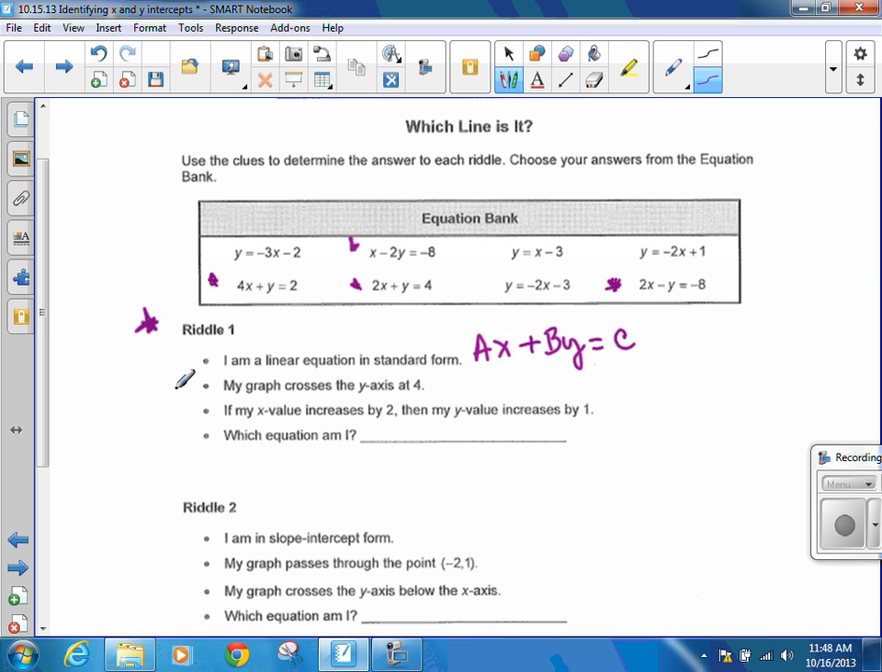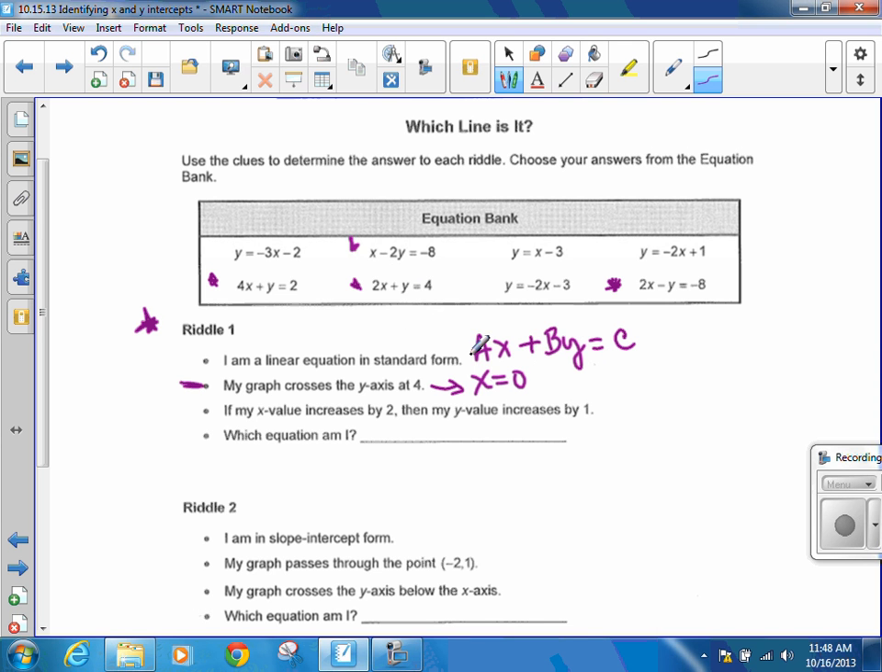Then I'm going to use my next clue. My graph crosses the y-axis at 4. How do I determine if or when my graph is crossing the y-axis? What does that mean for x? X has to equal what? 0. X has to equal 0, so I have to go through and eliminate, and figure out which one of these equals 4 when x equals 0.